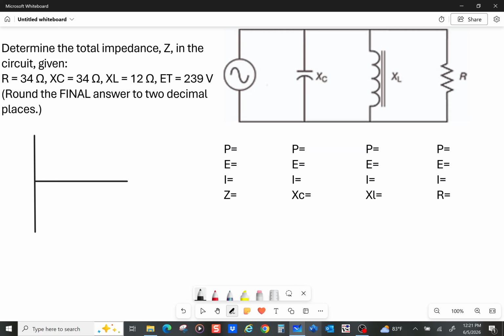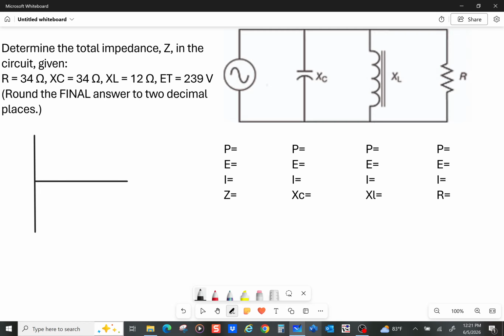Now this one's going to be a little bit trickier because we have all three components: again, the resistor, a capacitor, and an inductor. In order for us to make that determination, we can do it just by looking at it, and we'll do that as soon as we write our values. We're going to start this time by writing in our known values.